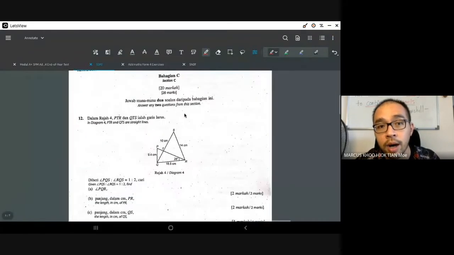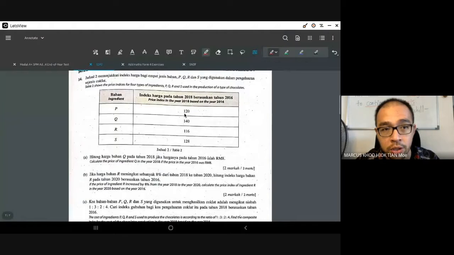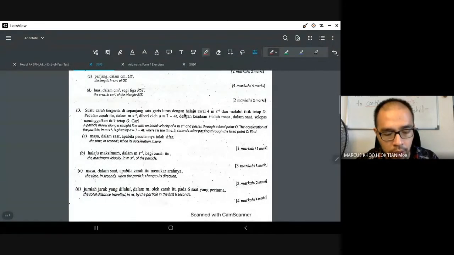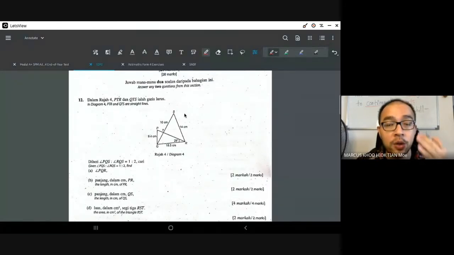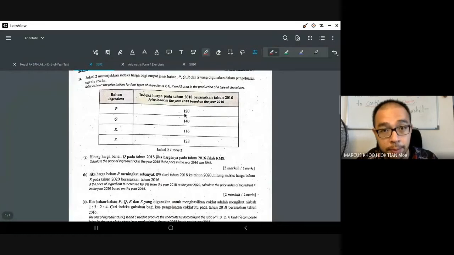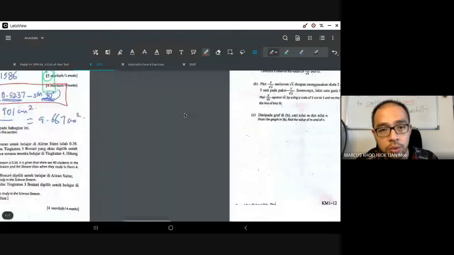Unless you have already taken tuition on how to answer question number 13, which is the motion in a straight line, and how to do linear programming, if you have taken tuition and you want to answer this question, go ahead. But if you haven't, then you have no choice in this matter. You have to answer solution of triangles and you have to answer index number. But moving on to section B.